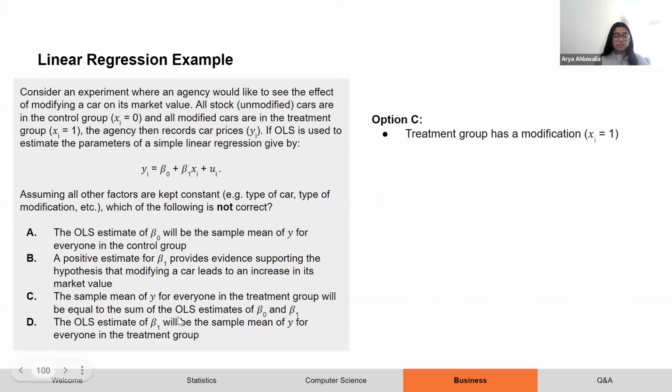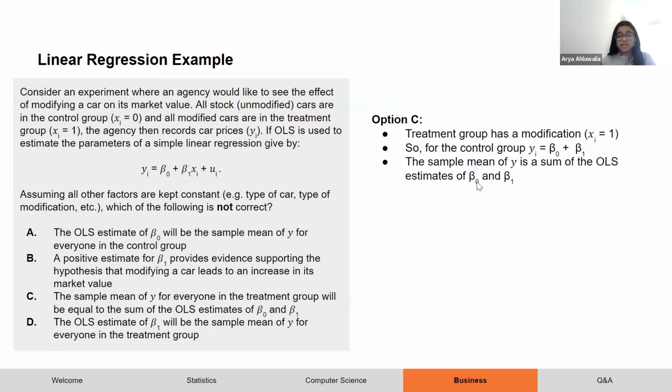Option C is about the treatment group. So now instead of Xi equals 0, we actually have Xi equals 1. So similar to option A, when we substitute it into this equation, we essentially get that Y is beta 0 plus beta 1, right? So the sample mean for the treatment group is indeed the sum of the OLS estimates of beta 0 and beta 1, because it's literally beta 0 plus beta 1. So we've come to the conclusion that option C is also true.